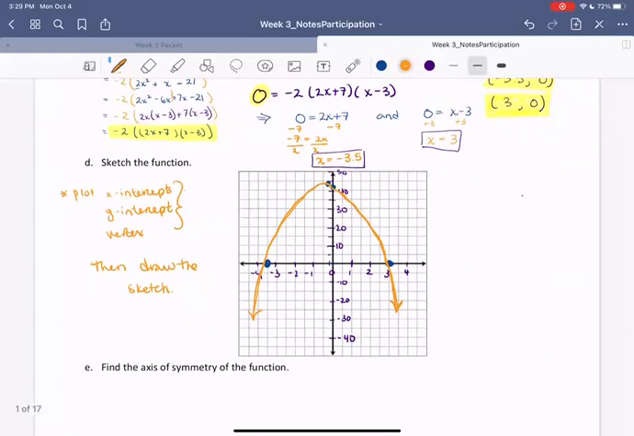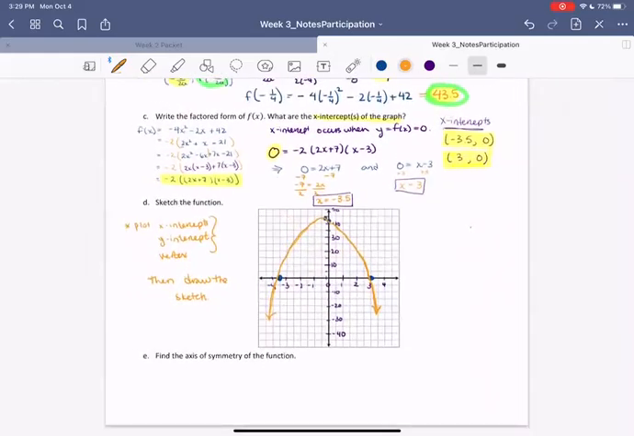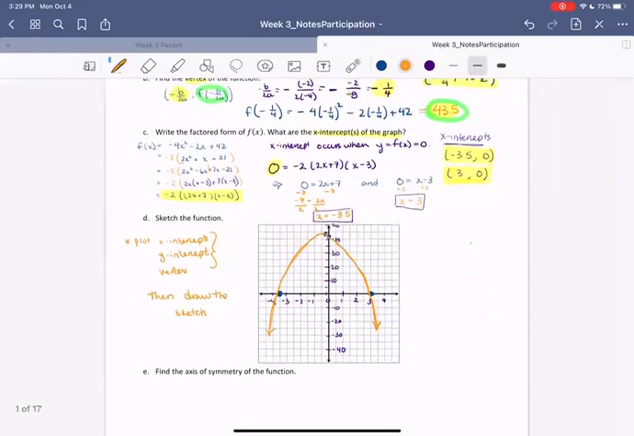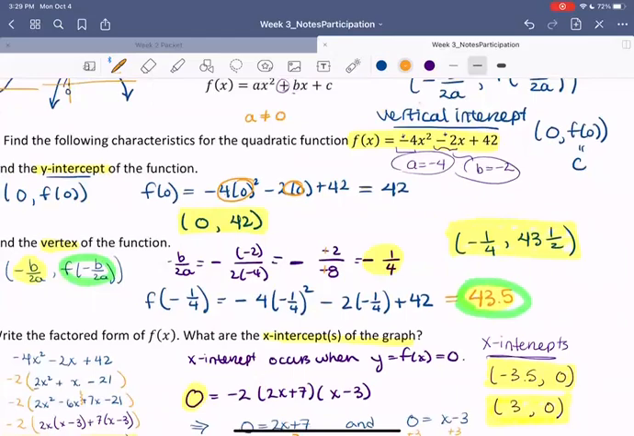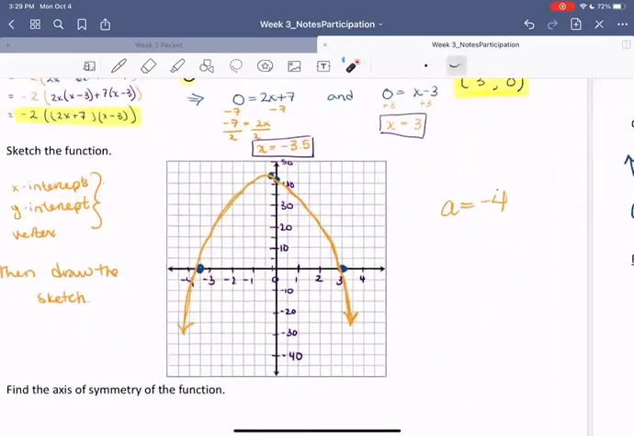Now, should it make sense that our graph opens downward? Well, for us, a is equal to -4. Recall that's just from what we were given in the function. -4 is equal to a. So yes, indeed, our graph should open downward.